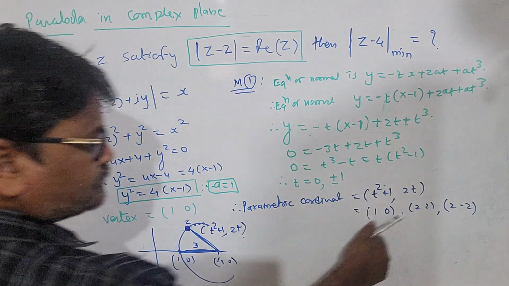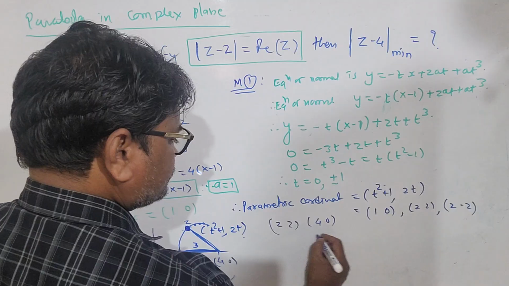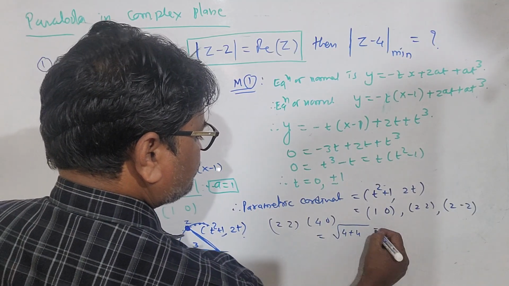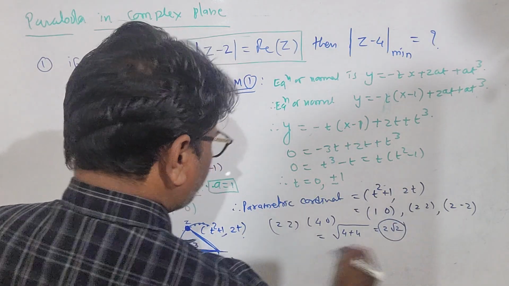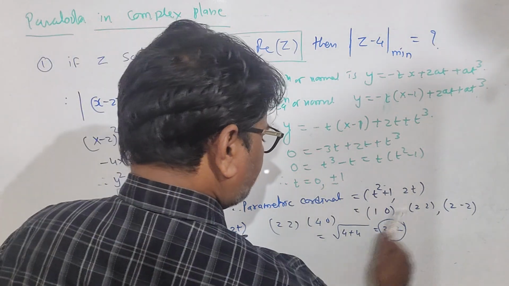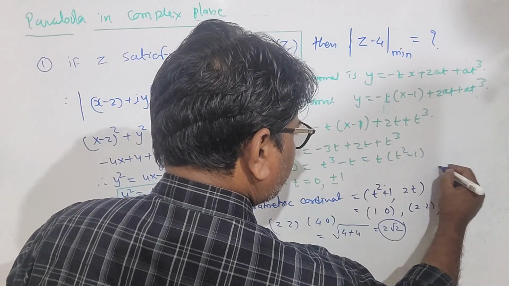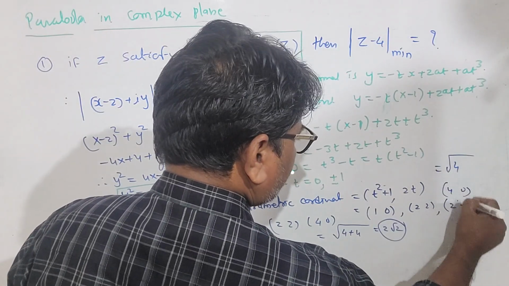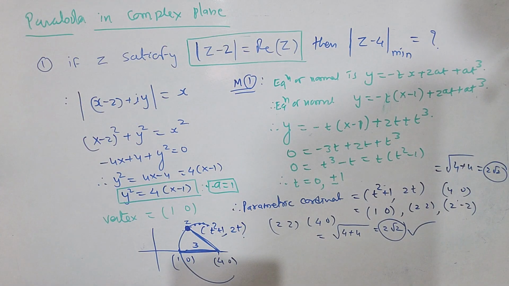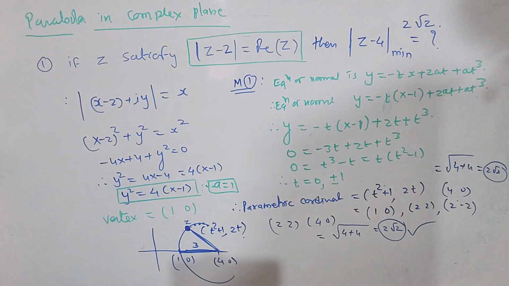So we have to find out the distance of (2, 2) from (4, 0). So this is square root of (4 minus 2) square, that is 4, plus (0 minus 2) square, that is again 4, that is 2 root 2. Definitely 2 root 2 is minimum, less than 3. And here also, same, with (4, 0). So distance is square root of 4 plus 4, equal to 2 root 2. So finally you can say that the minimum distance is 2 root 2. In that way you can solve this.